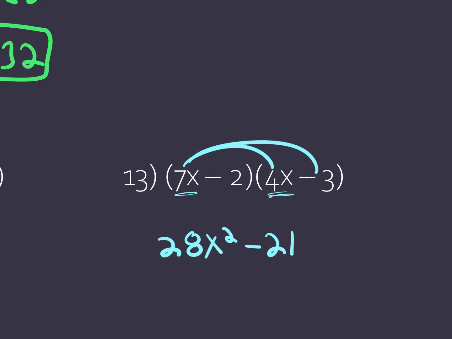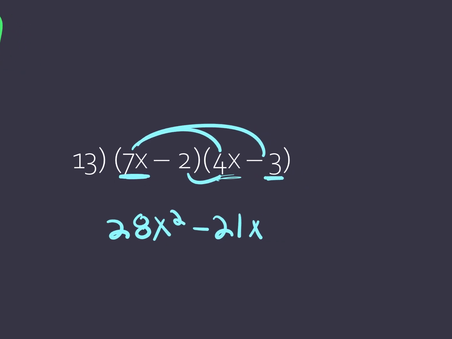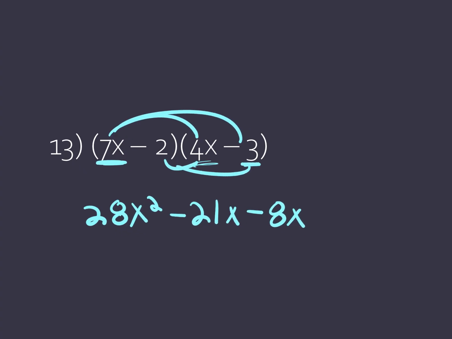Outer times outer is going to be negative 21x, right? So the outer here times the outer here. All right, what's our inner times our inner? 21. Okay, I got the 21 and then minus 8x. All right. Looks like you jumped a little ahead, which is fine.